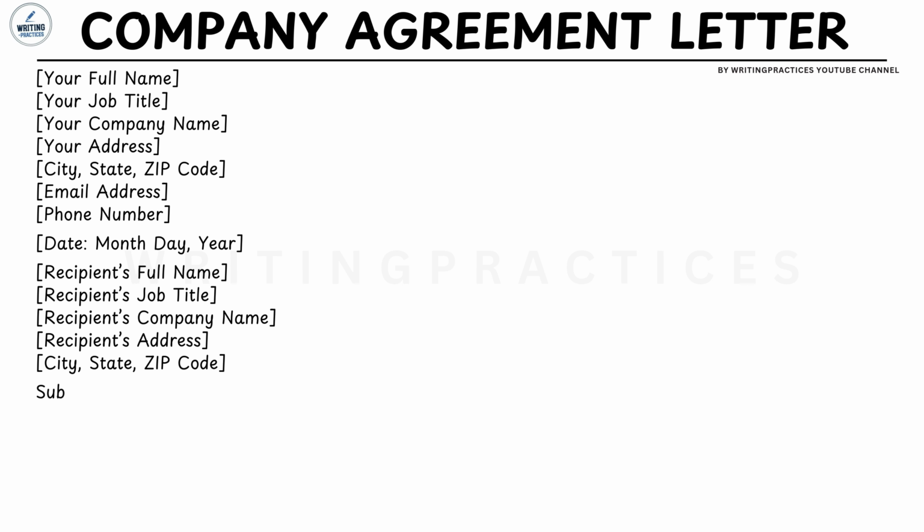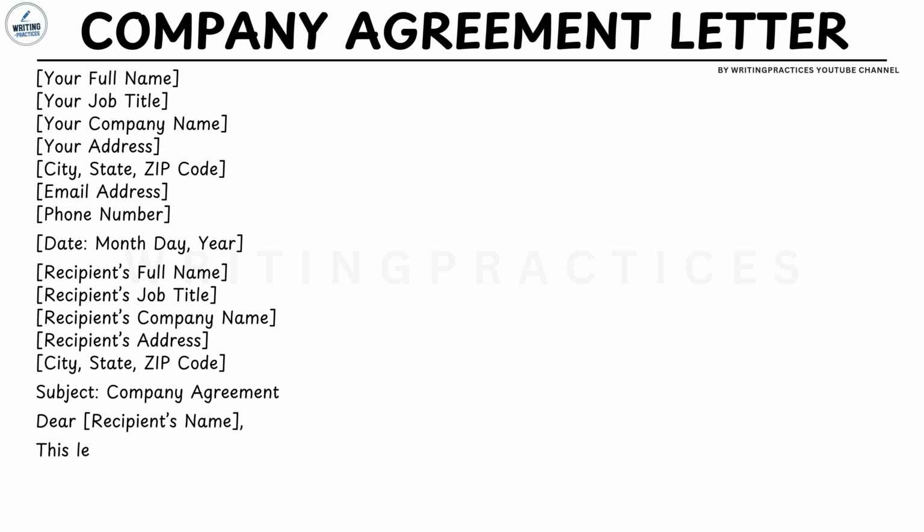Subject line. The subject line succinctly conveys the purpose of the letter. A clear subject line, such as company agreement, immediately informs the recipient of the letter's intent. Salutation. Address the recipient formally, using their last name. For instance, Dear Ms. Smith. A respectful salutation sets a professional tone for the letter.